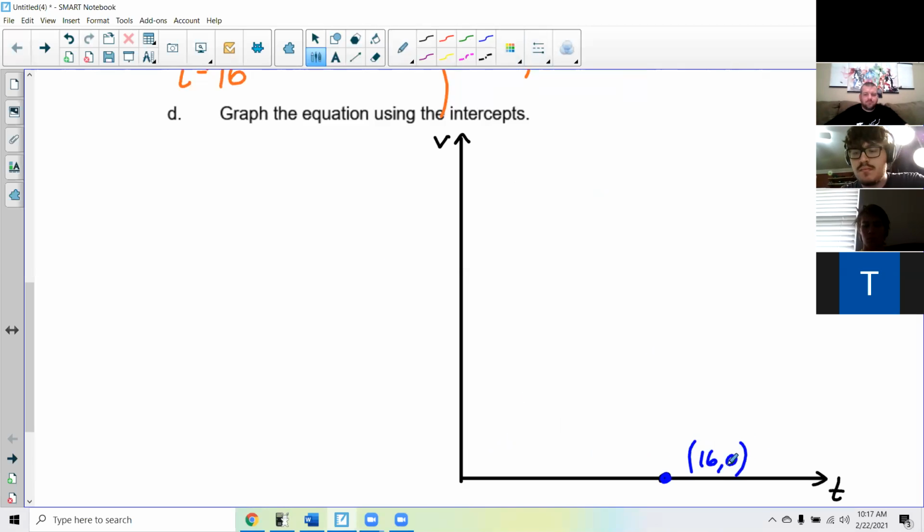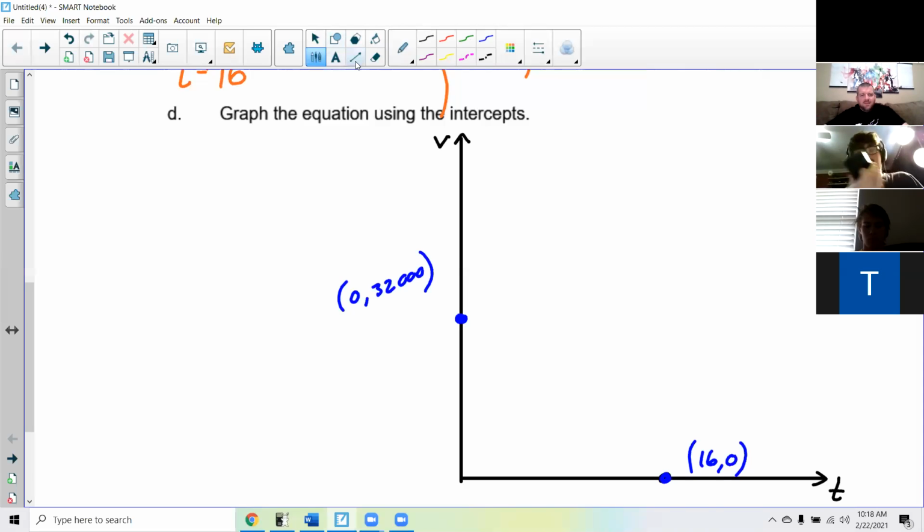That's good enough. I don't care where you put it. Where is 0, 32,000? Well, you could divide this up into thousands or 4,000, whatever. I'm just going to put it right here. That is the point 0, 32,000.